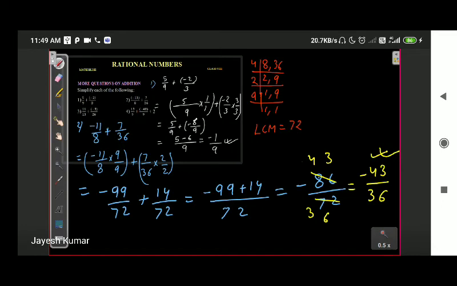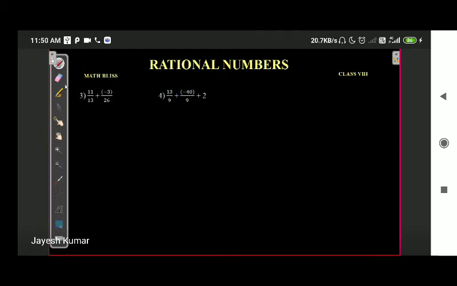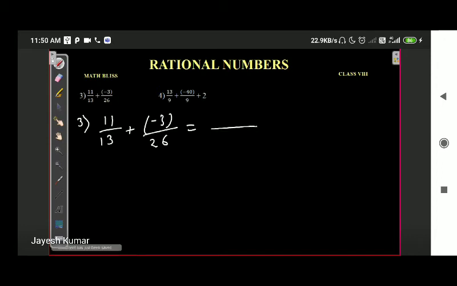Moving on, next question, question number 3. Let me write the question first. Question number 3 is 11 upon 13 plus minus 3 upon 26. First of all, you have to find the LCM between 13 and 26. If you are aware of the table of 13, you might know that 13 twos is 26. So I'm just writing down that the LCM of 13 and 26 is going to be 26.